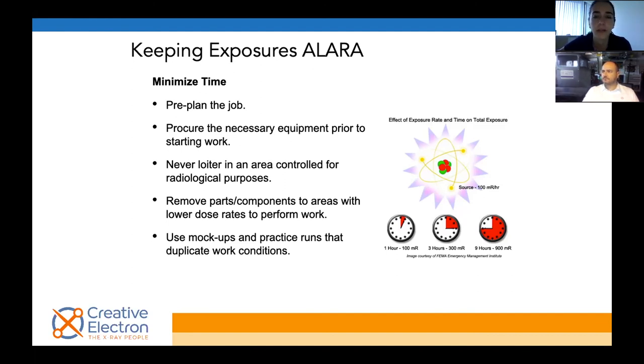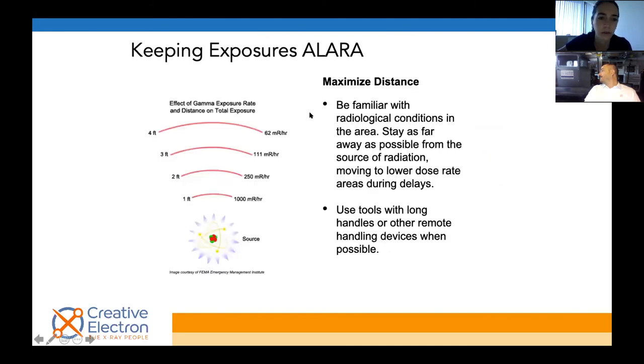So going back to the ALARA concepts, the first one was time. Next one over here, we have distance. So distance is pretty cool. It's not a linear relationship. If you're close to the X-ray source and then you take a step back, you're going to significantly reduce the exposure that you get. So if you can see here on this graphic, just 1 foot away, you're getting 1,000, 2 feet away, you're getting 250. So when in doubt, just take a step back. It's going to make a huge difference for safety.